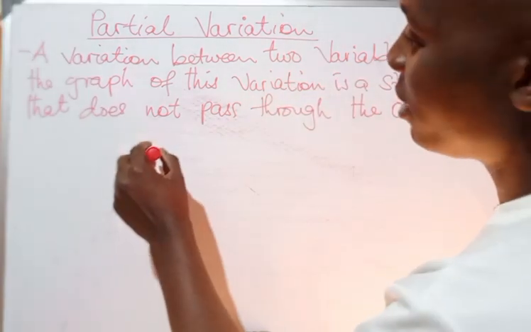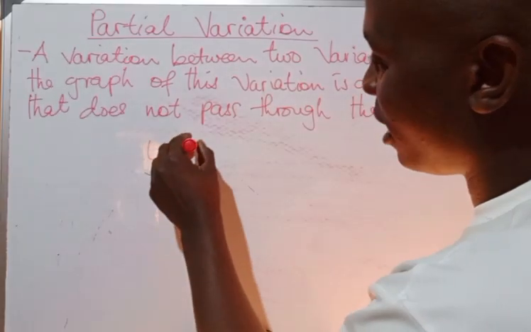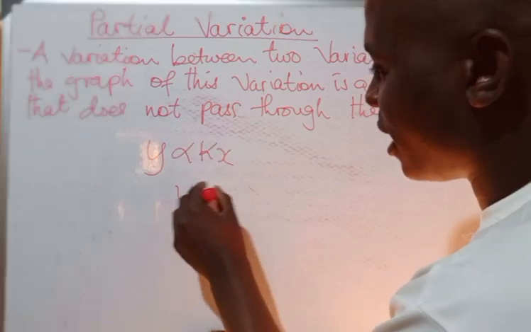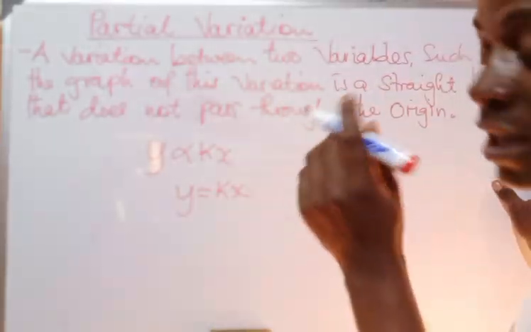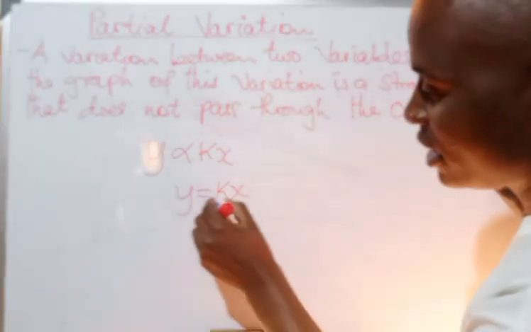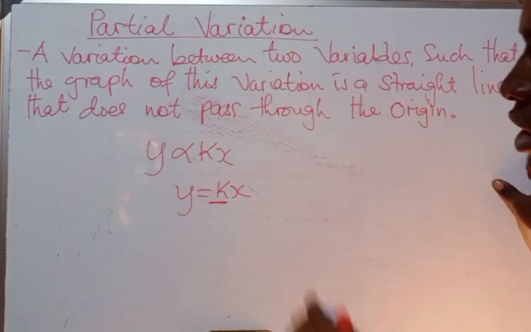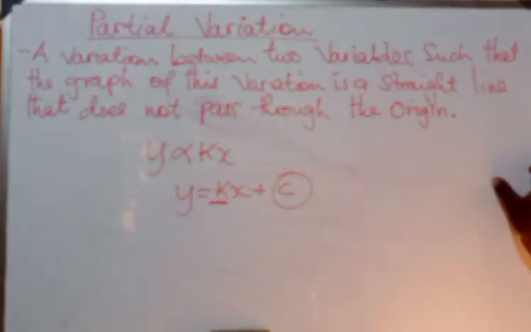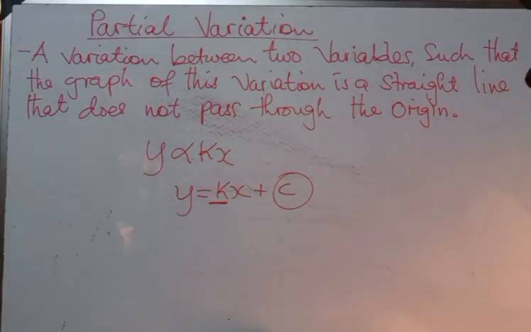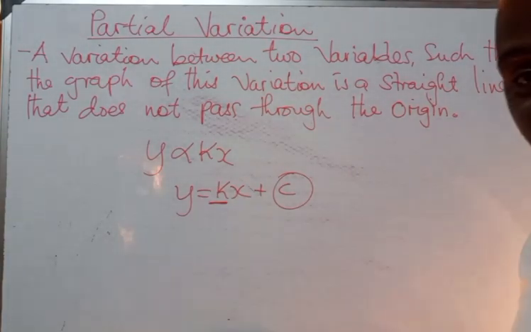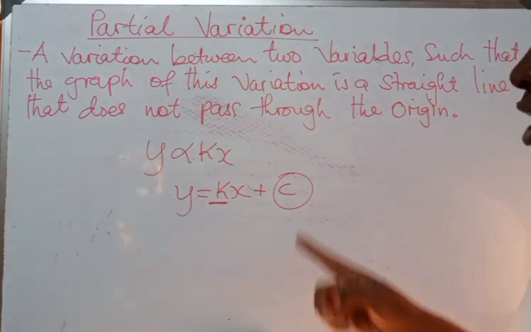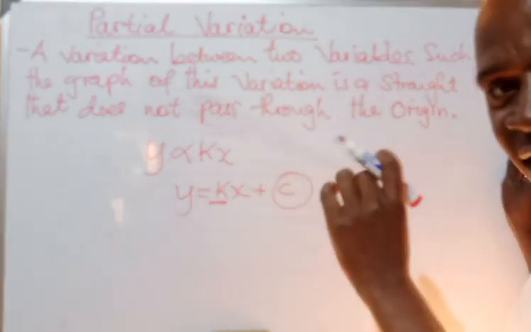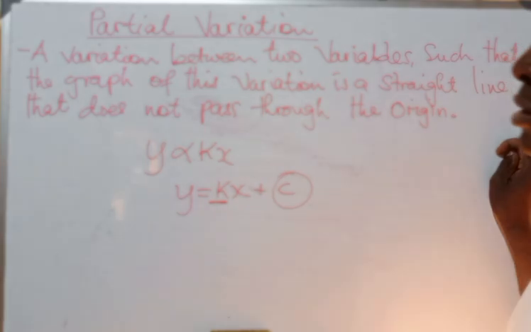Now, remember, the reason why we had just kx, remember in our first video, I mentioned this k is the same as the gradient. There was no c, which is the constant of variation, the constant number, which we know is the y-intercept. The reason why we didn't have the constant is because that variation was passing through the origin.